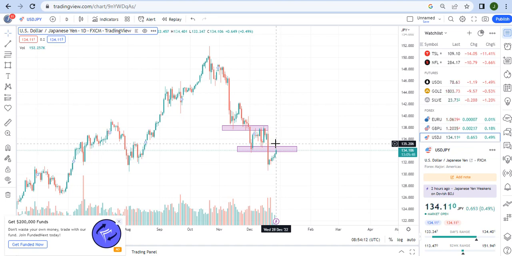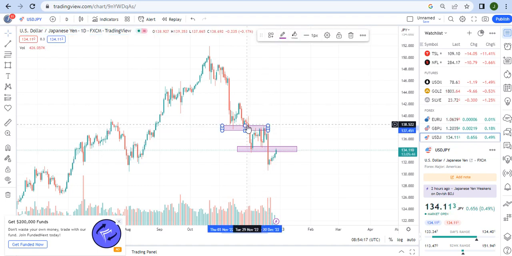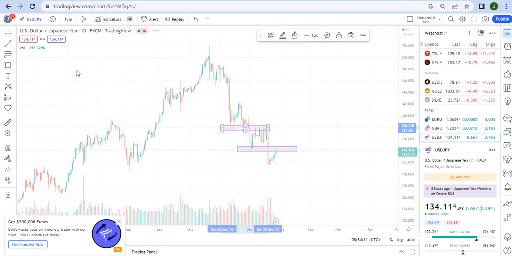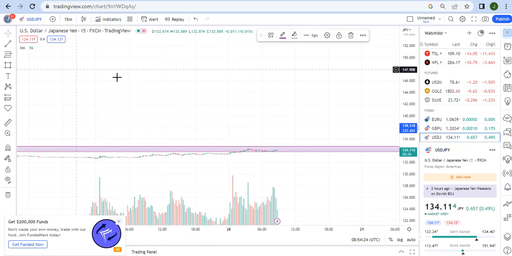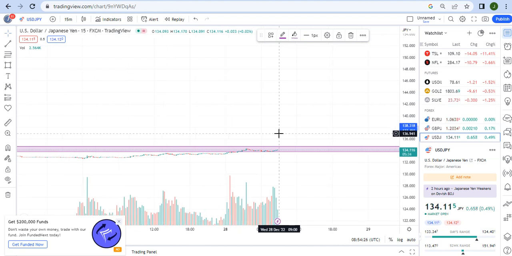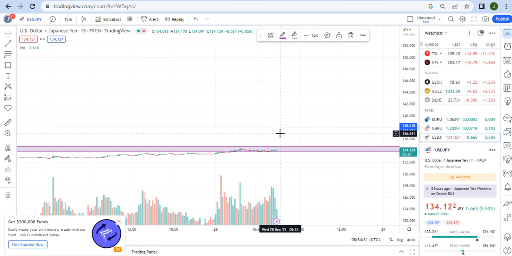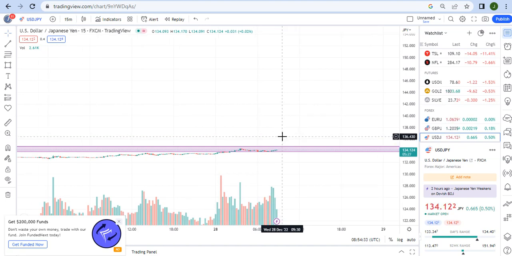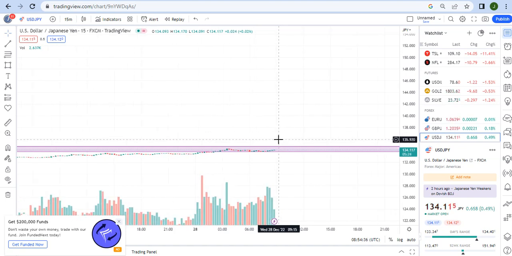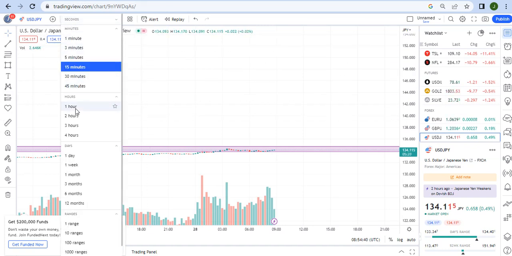But if you want to confirm before you place your sell trade, you can then go to your smaller time frame, like your 15-minute time frame, to see what the market is actually doing. So you just have to analyze. You can look for break of structure or change of character in the market on your 15-minute time frame. So you can place your trade there when you see that market starts creating lower low, lower high.